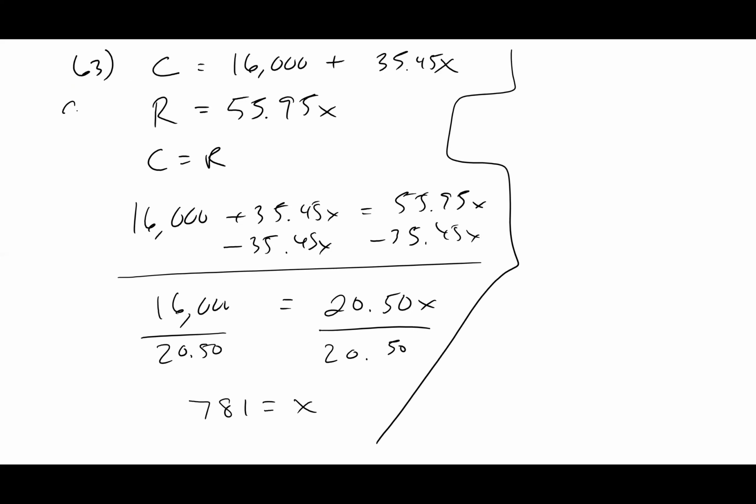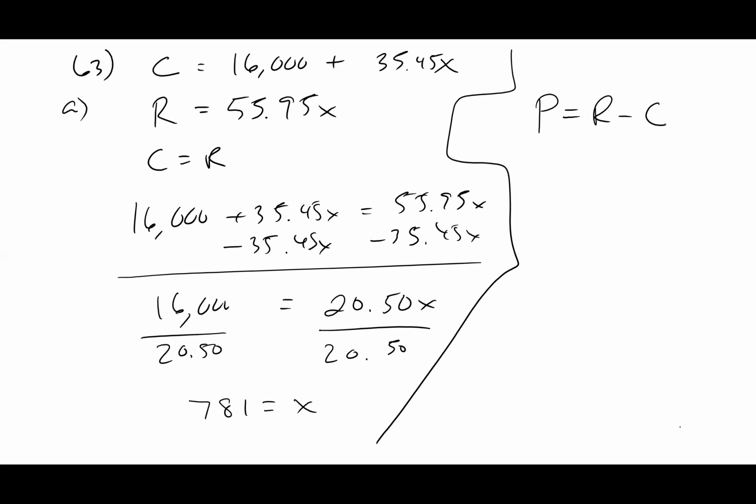That's part A. Part B says, how many units must be sold to make a profit of $60,000? Now, profit, well, I don't know if we talked about this one. The profit equation is this right here. It's revenue minus cost. I think we did that, right? So you sold for this much, but it costs you this much to make it. So eventually profit is the difference between the two.